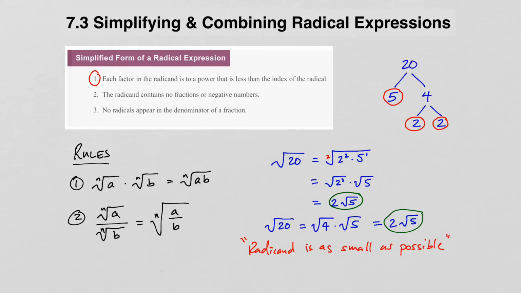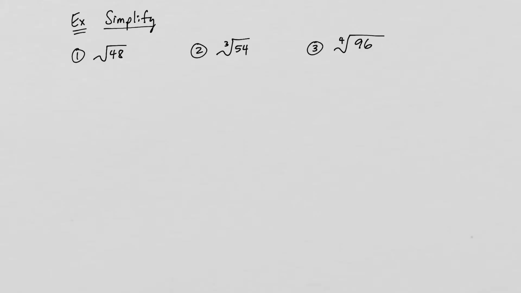Okay, let's do some more examples. So in example number 1 here, we just want to simplify the radical. We have the square root of 48. And so to do this, I am going to think of 48 as the product of two numbers. Now, there are lots of numbers that we can multiply to get 48, but what I want is one of those numbers needs to be a perfect square.